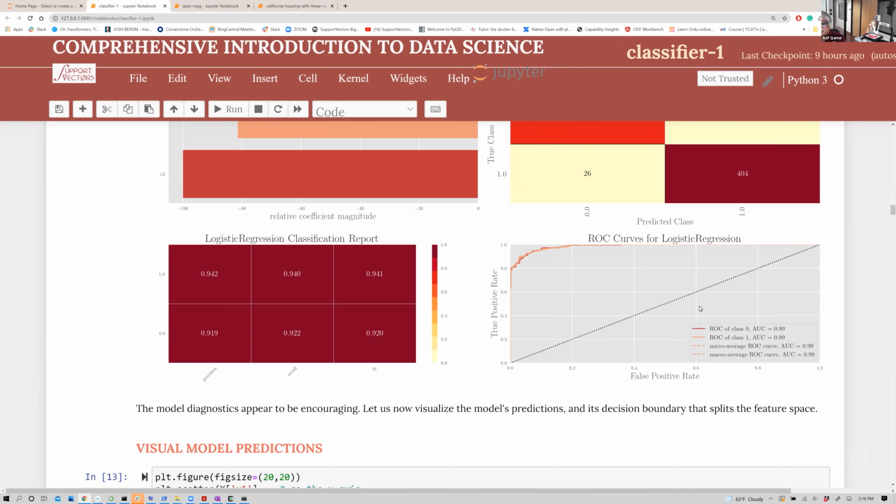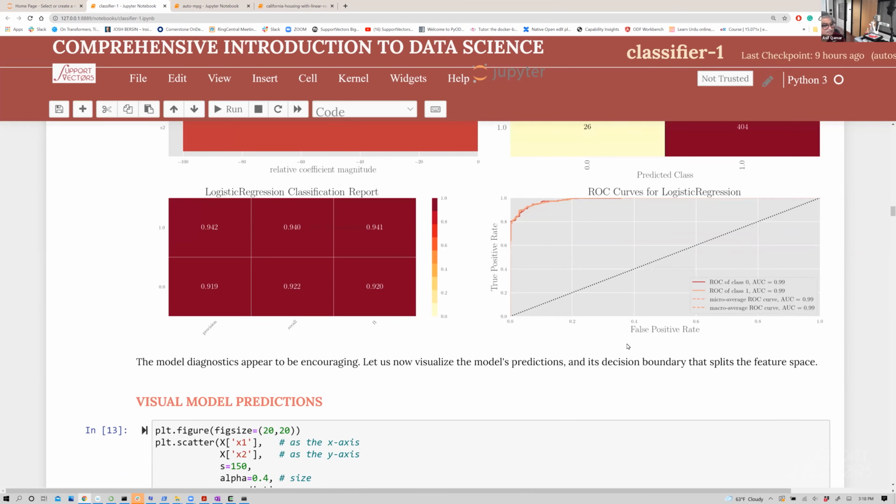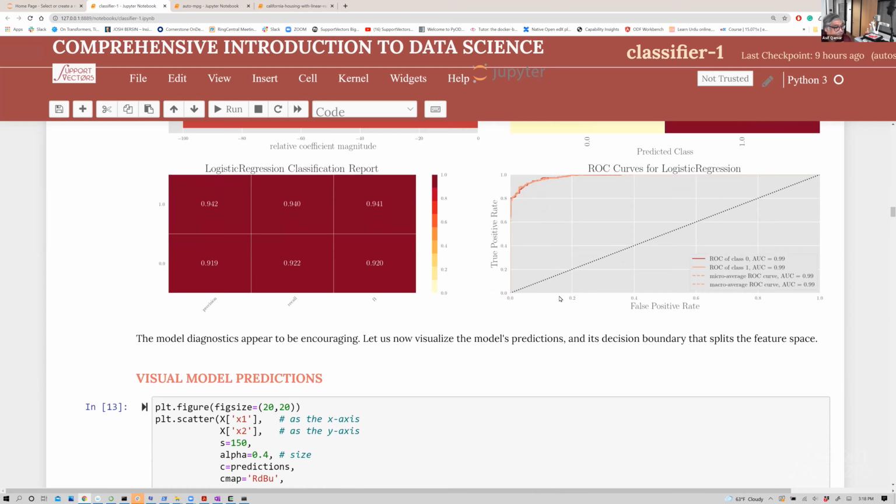And here it says for class 1, 0.99 and 0.99, meaning the area under ROC curve is a very good measure of how well your classifier is doing, right? So it is very good here, right? Obviously, it's a simple data set, which is why it is doing so well.